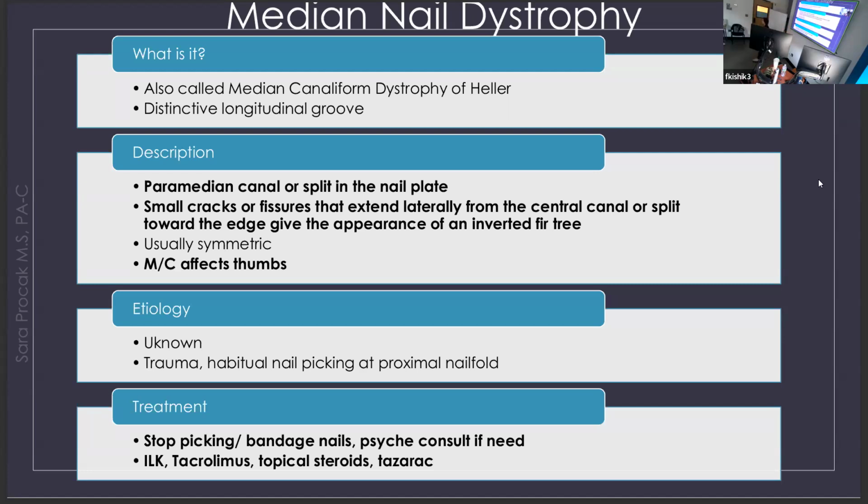So you can do ILK injections again into that proximal nail fold. You can consider topical steroids or those calcineurin inhibitors like tacrolimus. You could also consider Tazorac, okay, which we know is a topical retinoid. So retinoids help with basically modulating keratinocyte proliferation and differentiation. It helps just regulate them. So we're treating the nail matrix where those keratinocytes are. It's going to help regulate them, help the nail grow out more normally, okay?